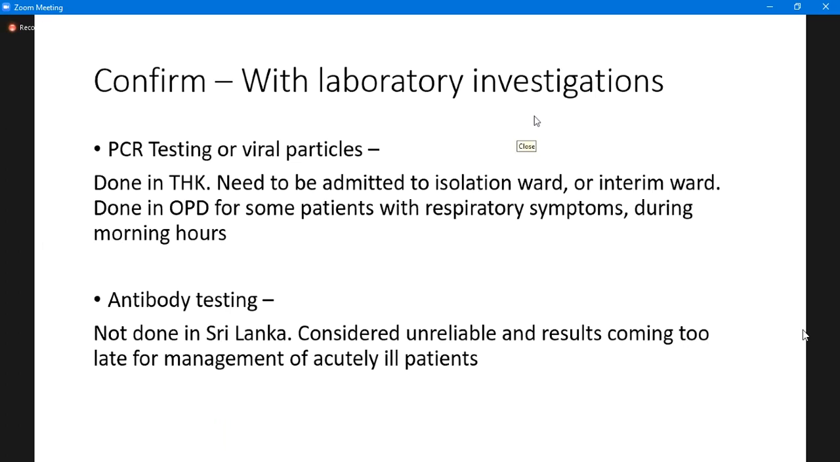We also do a few outpatient tests in the OPD in the morning hours, but that is available only during morning hours and to a few patients. Usually, if we suspect somebody to have COVID-19 clinically based on the above criteria, we admit the patient to ward 36, which is the isolation ward, and do the testing. And we look for viral particles.